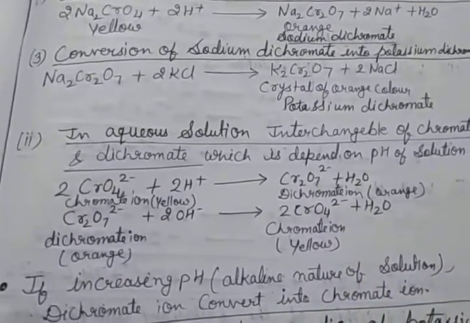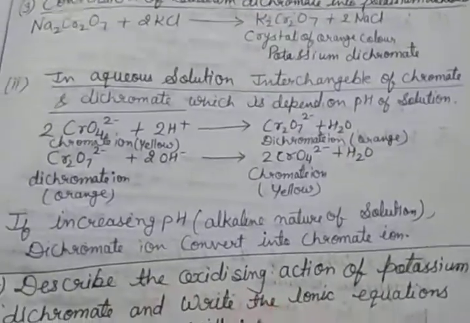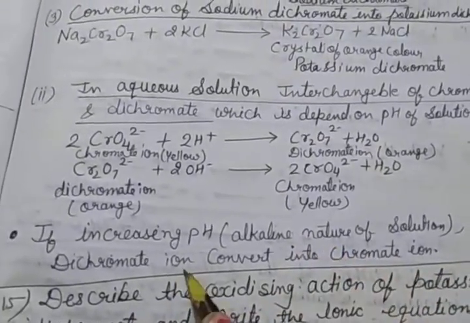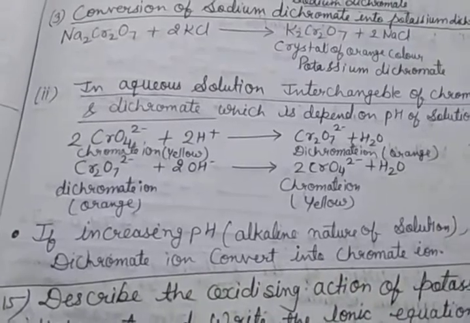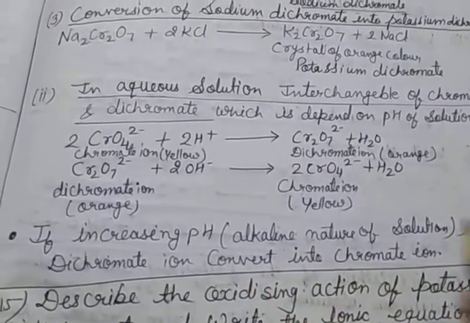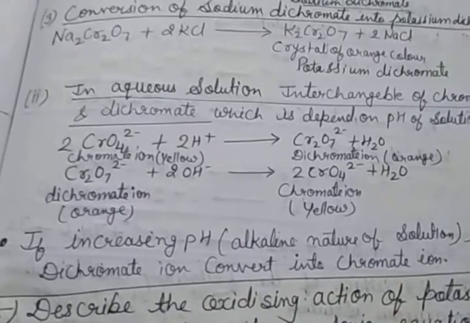Then second, what is the effect of increasing pH? If pH increases, the dichromate ion converts into the chromate ion. Increasing pH means basic nature increases.